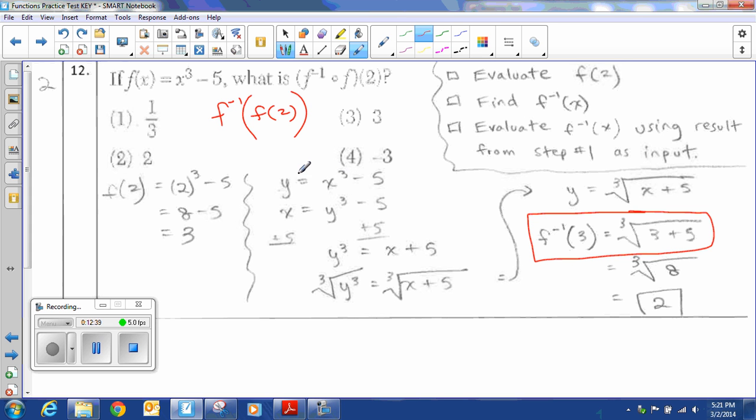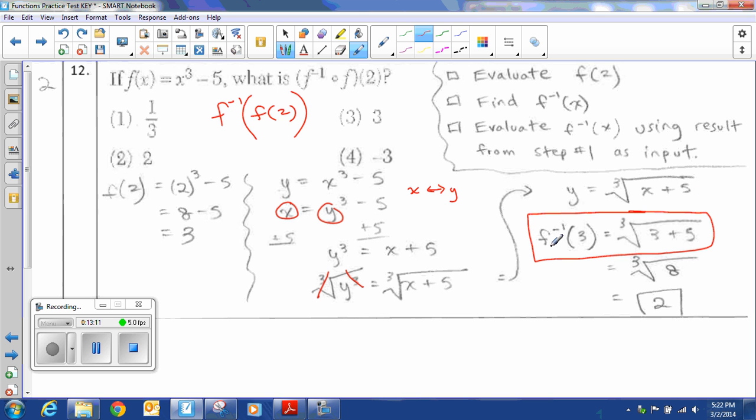So if you remember, you need to take your function, y equals x cubed minus 5. We need to basically swap our x's and y's, which we did here, and solve for y. We add 5 to both sides. We end up with y cubed equals x plus 5. Then we take the cube root of both sides, and the cube root and cubed cancel out, and you're left with y equals the cube root of x plus 5, which is totally fine.